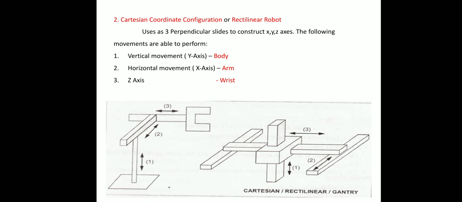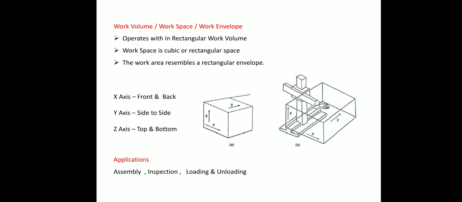Then Cartesian coordinate configuration, otherwise called a rectilinear robot, means all the movements in the x, y, and z directions are linear. That's why it is called Cartesian coordinate configuration. The x-axis movement is linear, the y-axis movement is linear, and the z-axis movement is linear. So it reaches a cubical form, and it is called a Cartesian coordinate robot. The figure shows how the robot arm moves and reaches. The work volume is a cubical form. It is also used for assembly functions, inspection, and loading and unloading functions. We are utilizing this robot for these purposes.